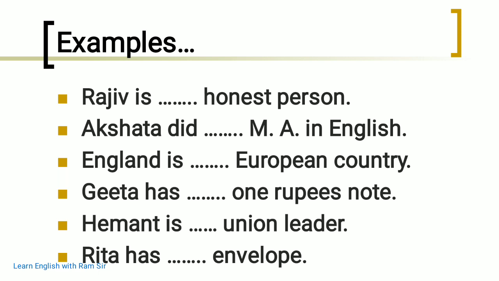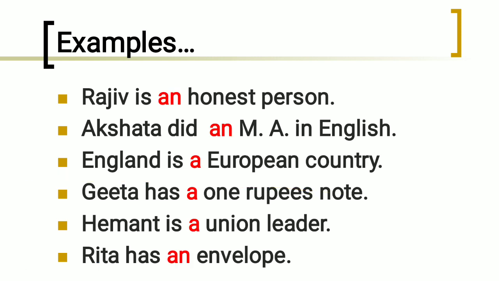I hope you have written the right answers. Let's check the answers. Raju is an honest person because a vowel sound is there. Though the word starts with h, the pronunciation of this word is onest. A vowel sound is there, so due to that, here you have to put an.